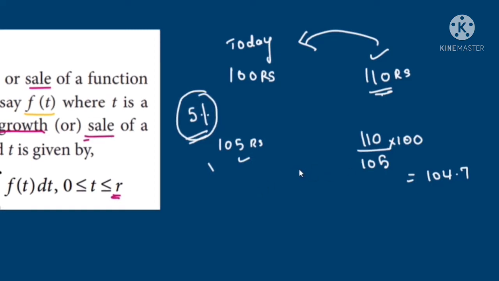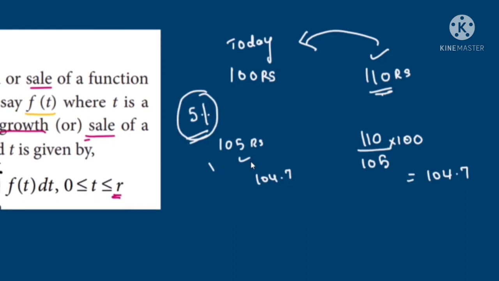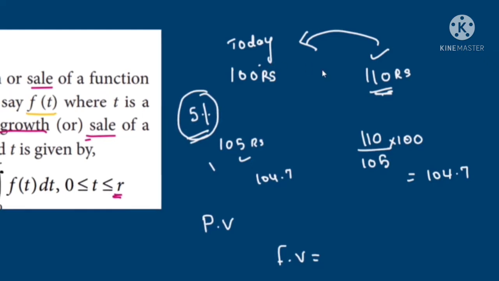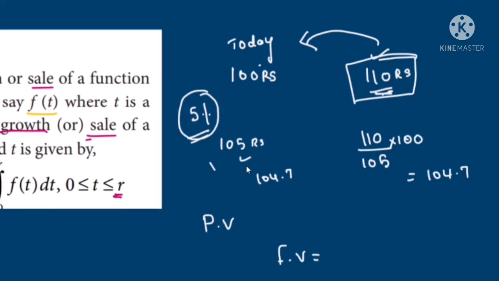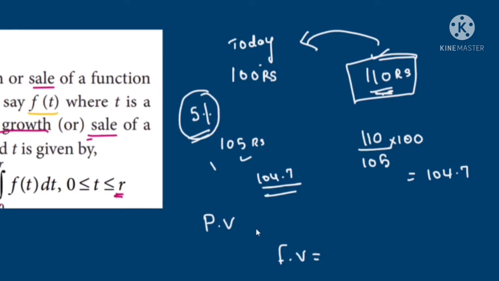So which is better? The present value is only 104, but if you lend this money, you will get 105. So this is better. So present value means you know the amount in the future, the worth of this money today. That is called the present value. This 110 rupees, today, how much is it worth? It is only 104.7 rupees worth. This 110 is future money. How much is it worth now? That is called the present value.